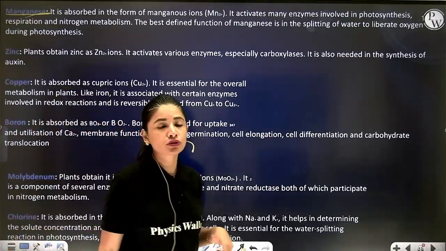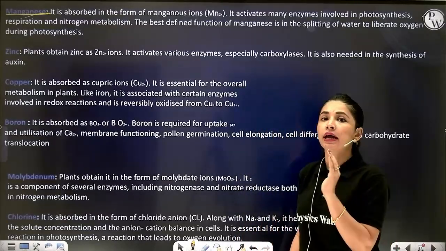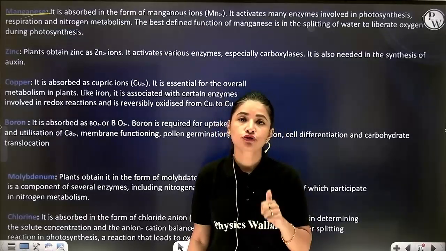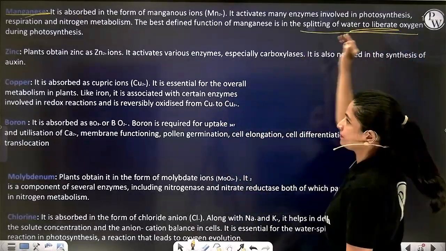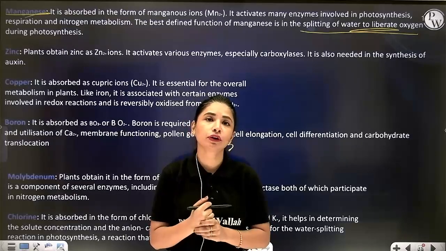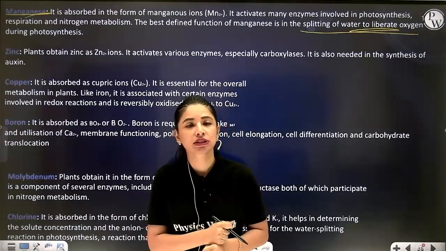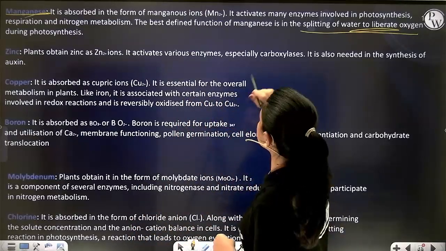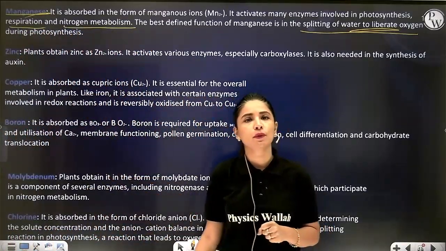Manganese is absorbed from the soil in the form of manganese ion, and its major role is to help in making the oxygen evolving complex that helps in photolysis of water. So the major role of manganese, which you have to remember, is splitting of water. It makes the oxygen evolving complex that helps in the splitting of water associated with photosystem 2 during photosynthesis. Along with manganese, the same function is done by chlorine also. Apart from this, manganese also activates the enzymes required for respiration and nitrogen metabolism.